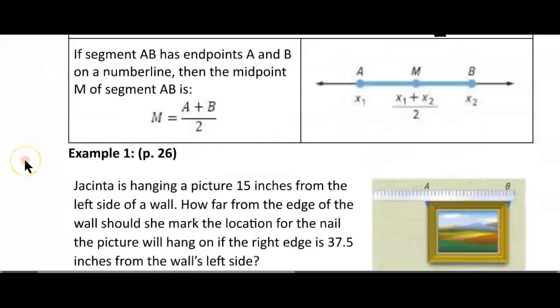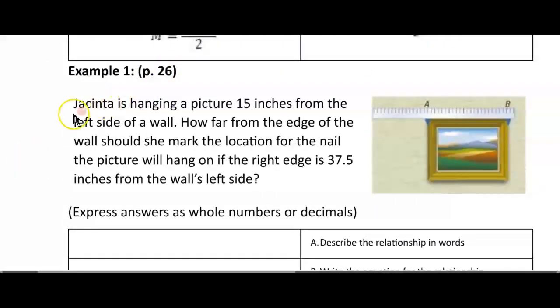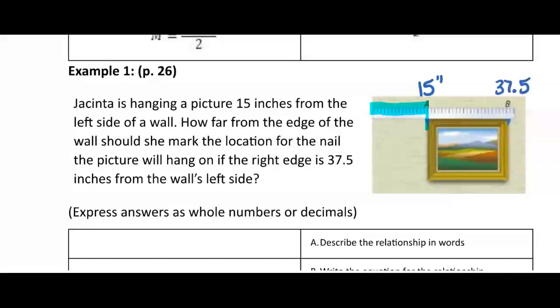Okay, so we're going to do one example. This is from your textbook, page 26. Jacinta is hanging a picture 15 inches from the left side of the wall. Now, I don't feel like this image does a great job explaining that the left edge of the picture is at 15 inches from the wall. And she wants the right edge. When she does that, the right edge hangs at 37.5 inches from the wall. So that's my point A and my point B. And she wants to mark the location for the nail.